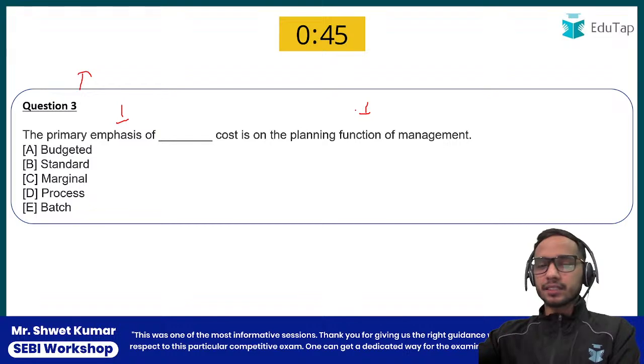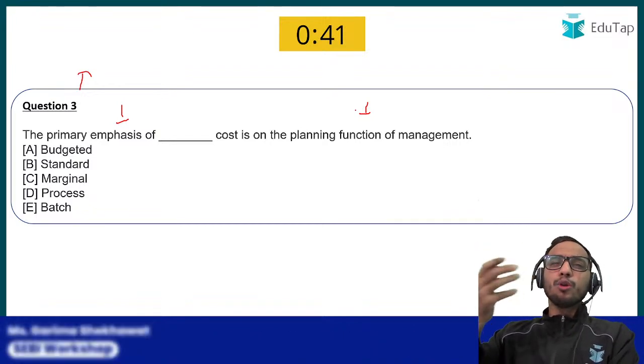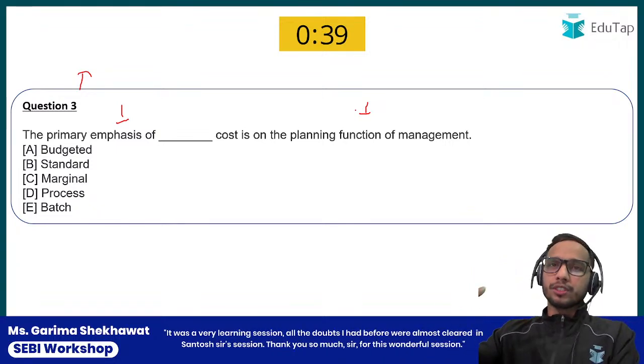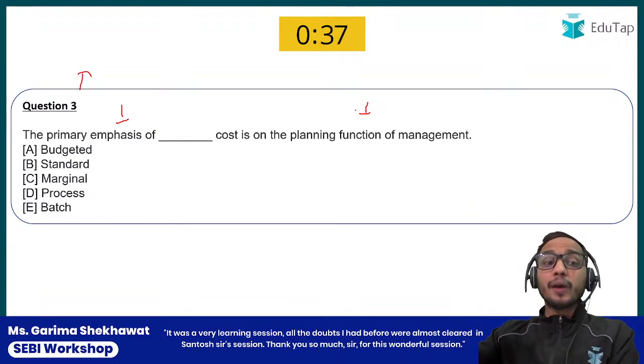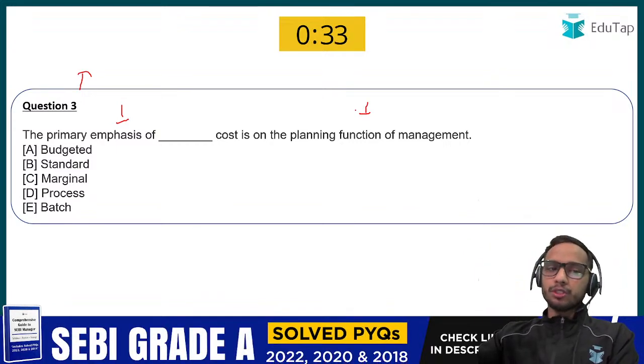So basically it is asking, at the time of the planning function of management, what do you really do? What cost do you really determine in the planning function of management? Tell me, do you calculate budgeted cost, or standard cost, or marginal cost, or process cost, or the batch cost? This is very easy.